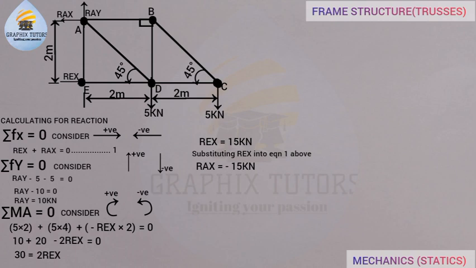In calculating for members in any given frame structure, there are three ways at which you can achieve that. The first one is using your joint analysis. The second one is using your section analysis. And the third one is using your graphical method, right? But for the benefit of this video, I am going to be using the joint analysis in order to calculate for the forces acting along each member.